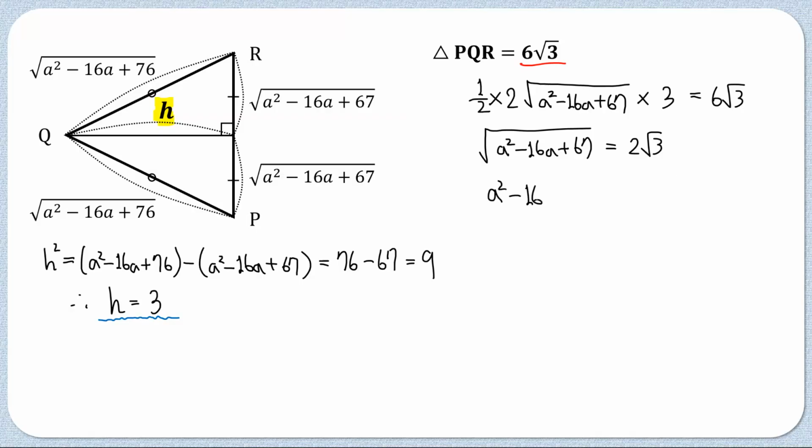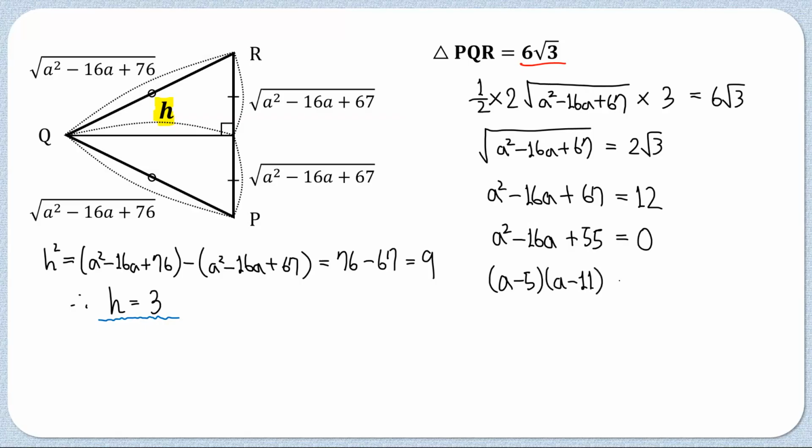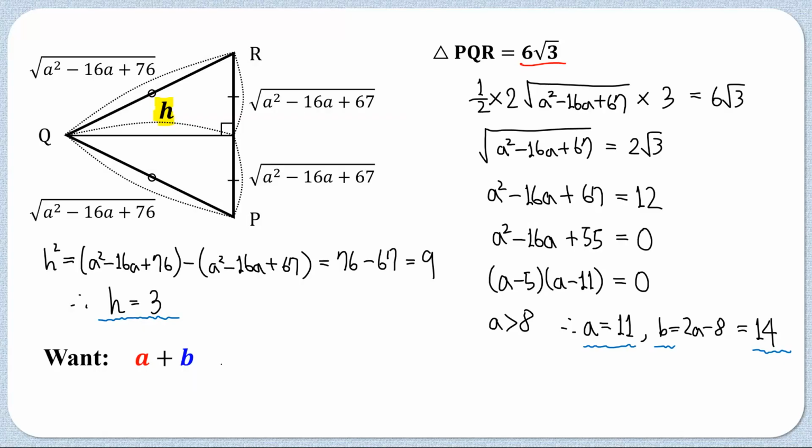So A squared minus 16A plus 67 equals 12. So A squared minus 16A plus 55 equals 0, which can be factored into A minus 5 times A minus 11 equals 0. And A must be greater than 8, hence A equals 11. And B equals 2A minus 8, which gives 14. We want to find the value of A plus B, which is equal to 11 plus 14, hence 25. And this is the answer.